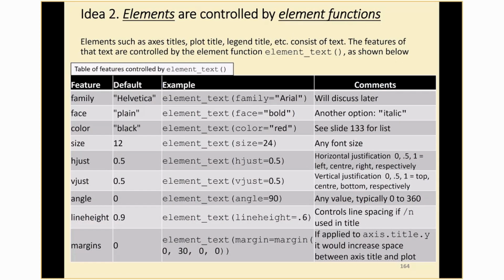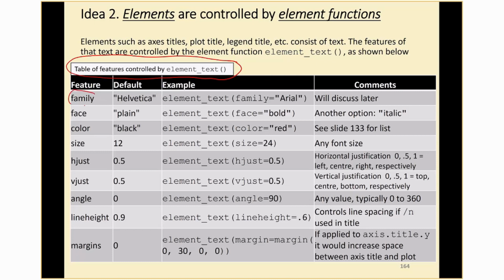So the second idea is that elements are controlled by these element functions. So what we have here is a reference slide that speaks to the type of features that can be controlled by the element text function if you're dealing with a feature which is essentially text. And I'll go through this fairly quickly. What are some of the features of text that you might want to control? And again, this is a reference slide. We'll get into the specific code later.